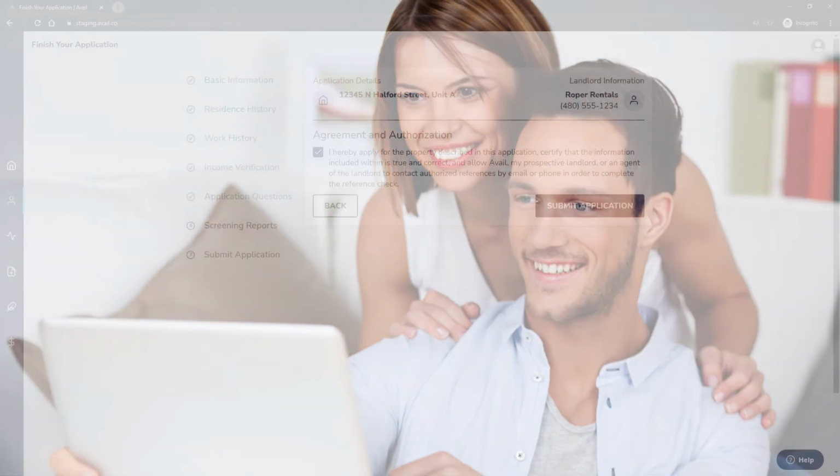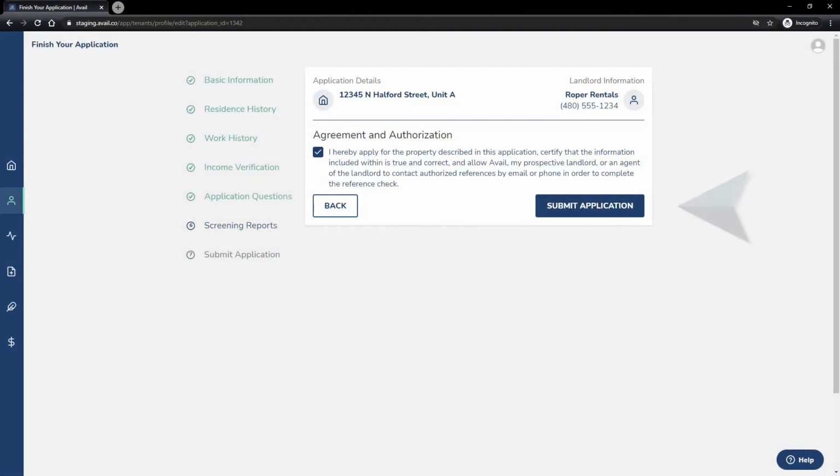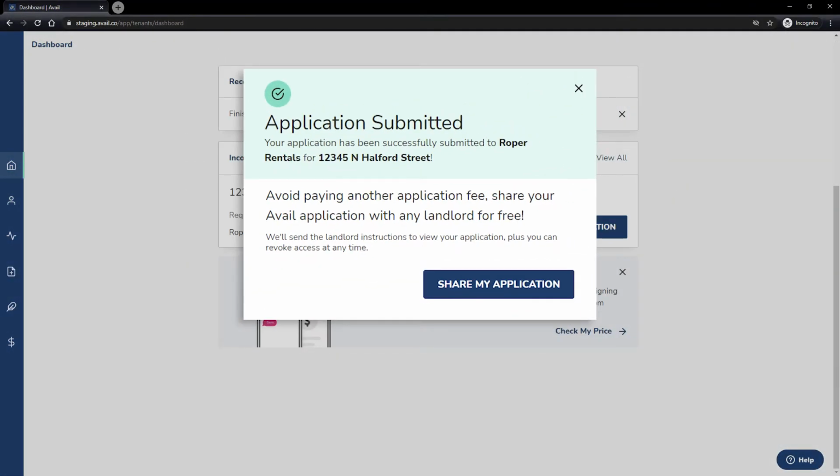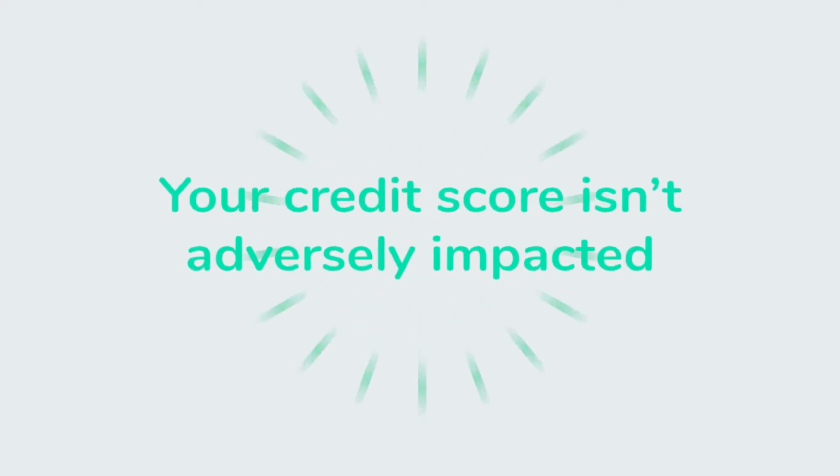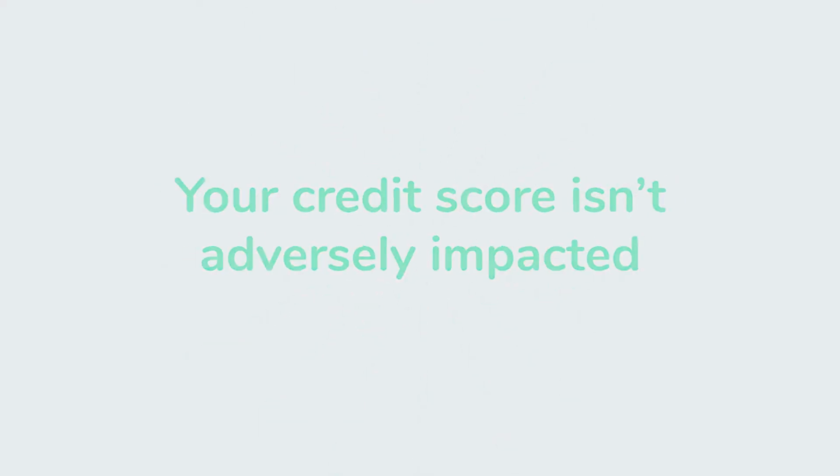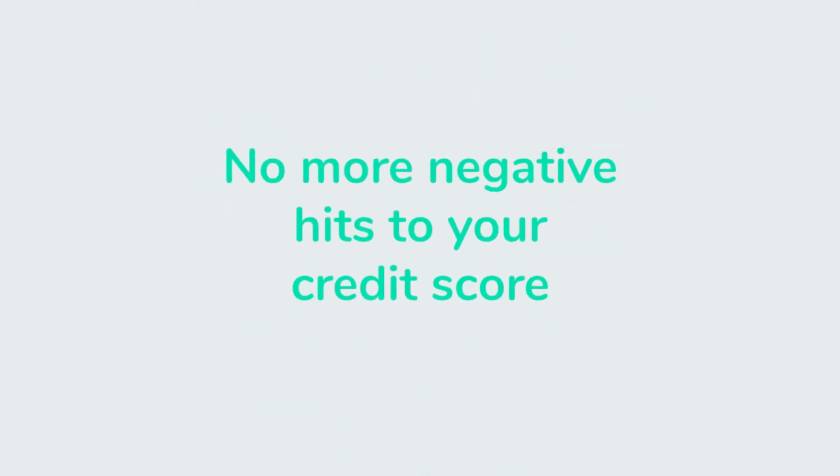Another benefit is that our credit and background checks that you authorize through Avail are considered tenant-initiated and therefore are a soft inquiry. This means when you authorize reports to be shared with a landlord through Avail, your credit score isn't adversely impacted. No more negative hits to your credit score.